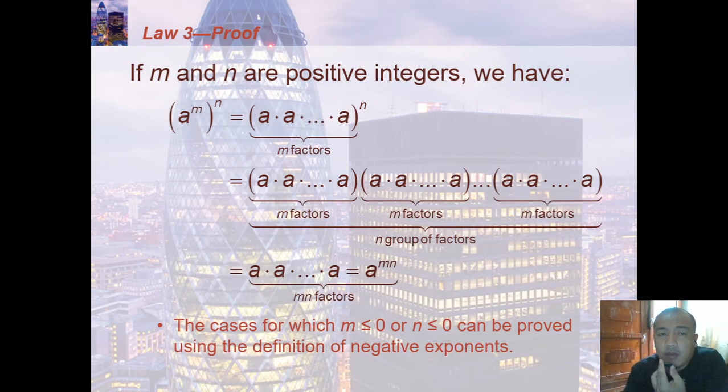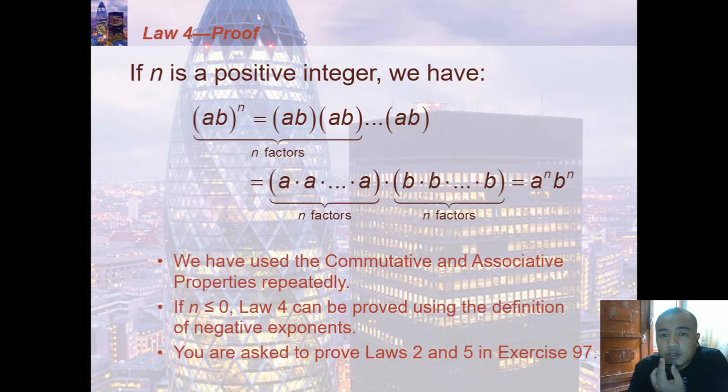Law 3. If m and n are positive integers, we have the following. The cases for which m is less than or equal to 0 and/or n is less than or equal to 0 can be proved using the definition of negative exponents. If you raise a power to another power, you just multiply the exponents: a raised to mn. If n is a positive integer, (ab) raised to n means we just distribute the exponent to a and b, so it is equal to a to the n, b to the n.